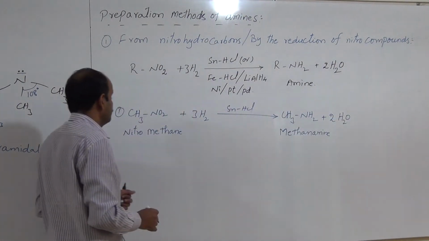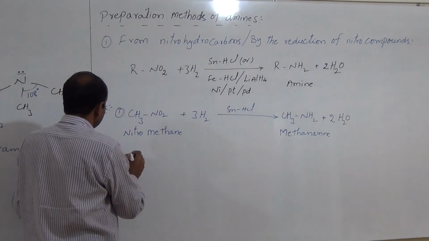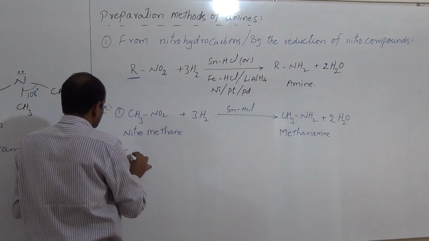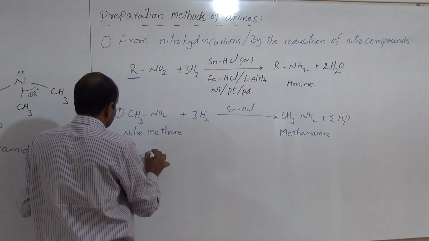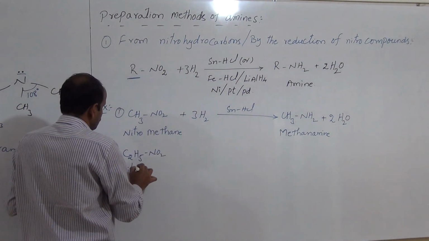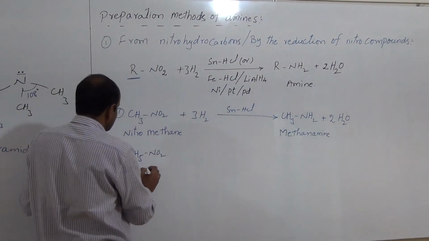Thus we get primary amine from nitromethane. Second example, you can take any alkyl group instead of R, C2H5NO2. What is the name of this one? Nitro. How many carbons are there? 2 carbons. Hence the alkane is ethane.